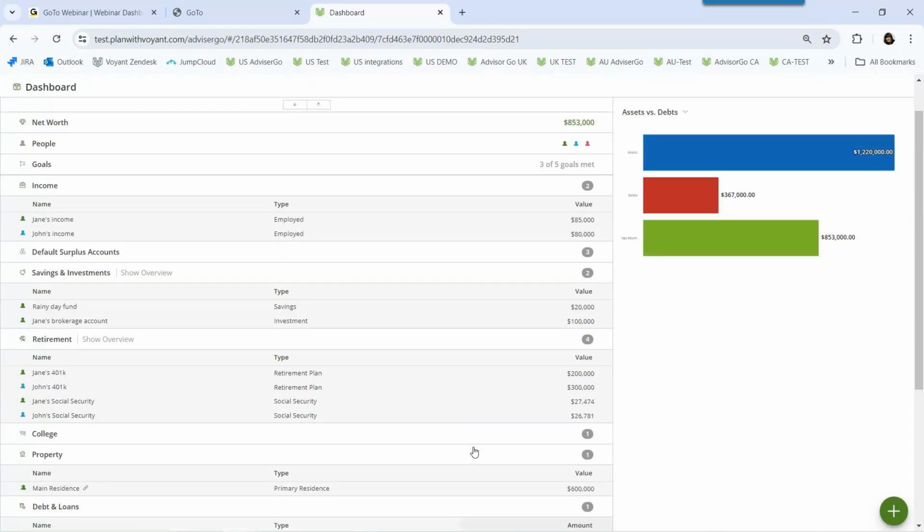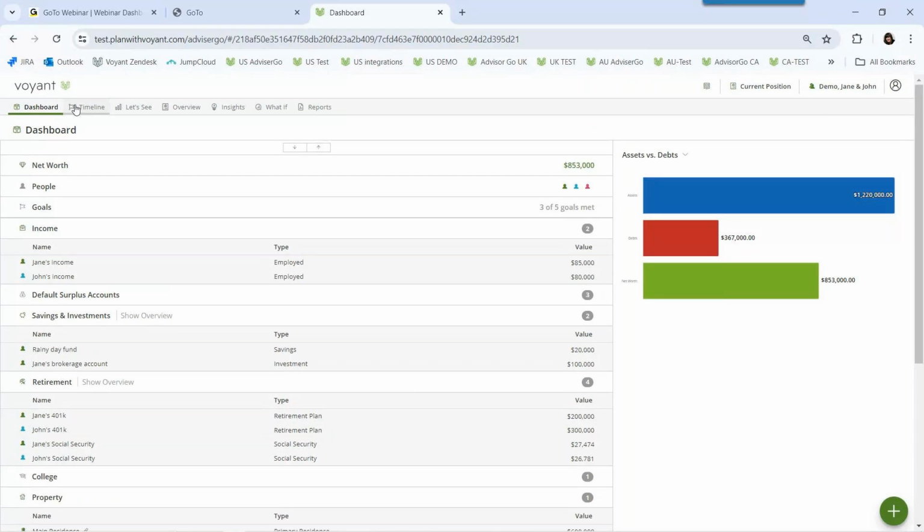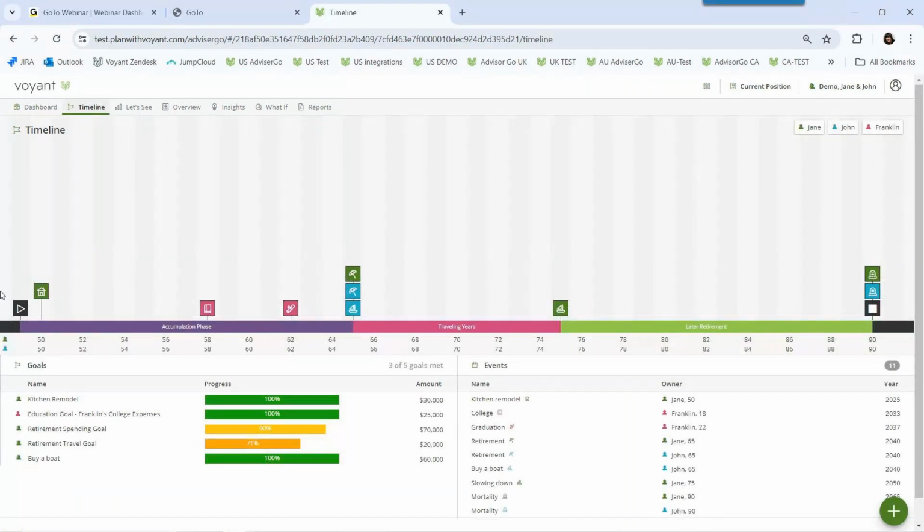The next thing I would suggest is navigating over to your timeline. The timeline is where you're going to have bigger picture conversations about their long-term goals and different major life events that they want to start planning for.